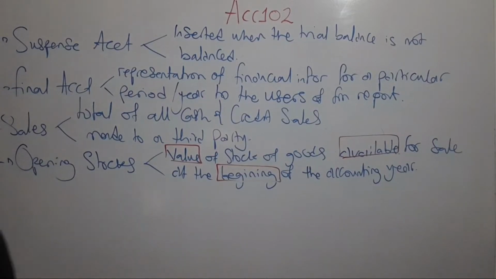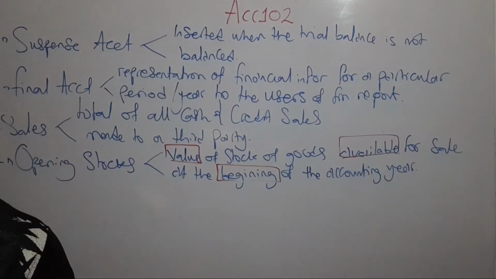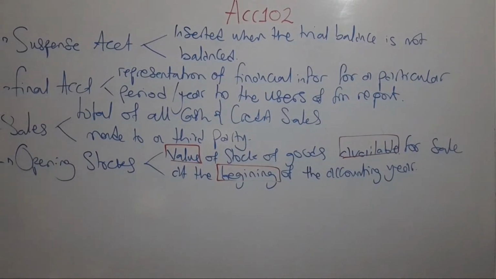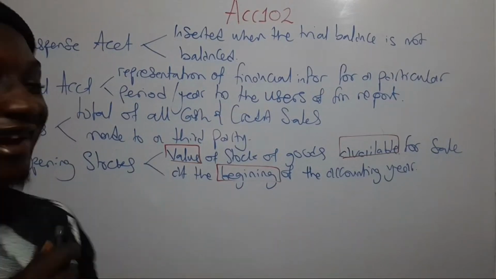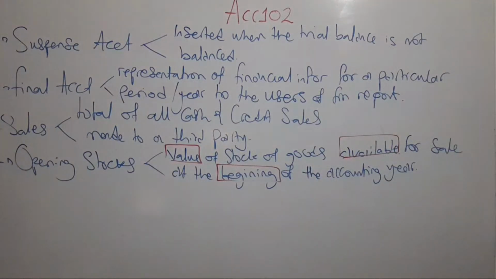All right, so we have that as that. Now, this is basically the opposite of closing stock. As far as closing stock is concerned, closing stock represents the value of stock of goods meant for sale which a business has at the end. The difference here is that this is at the beginning, and that is at the end.